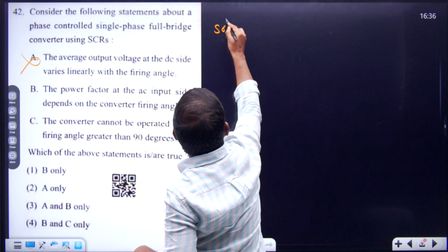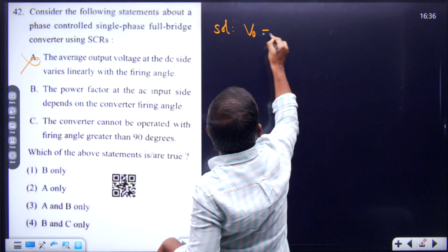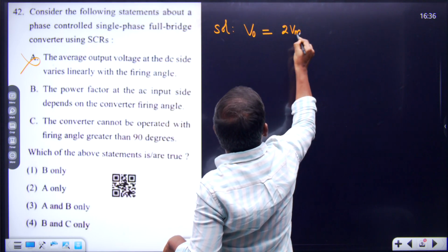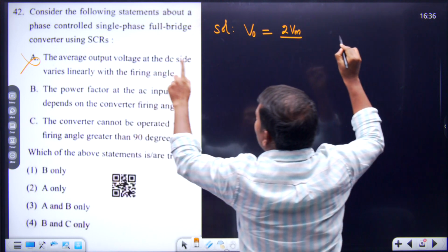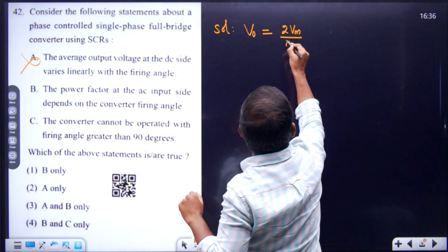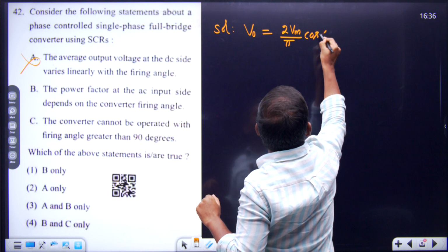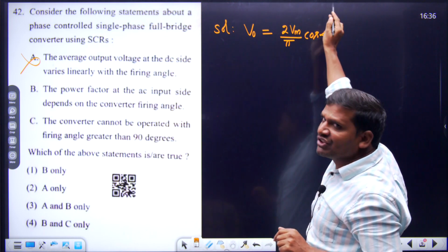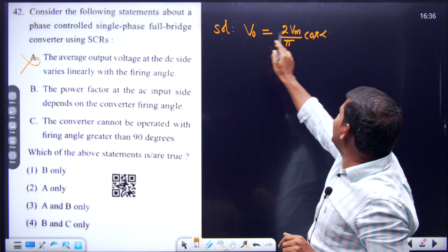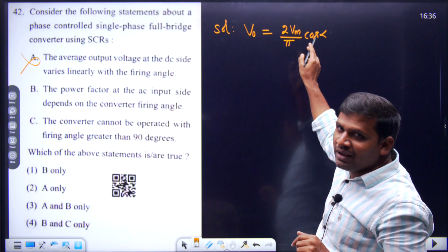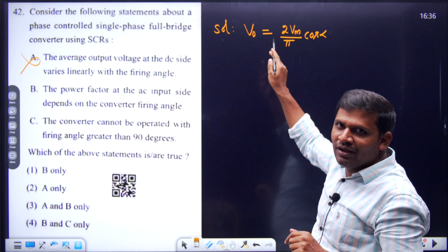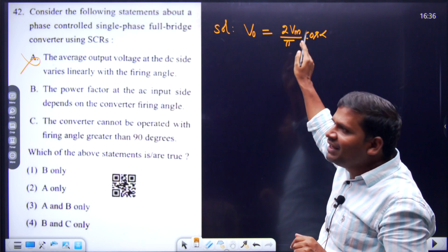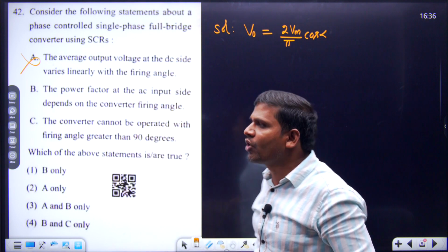Students, we know that V0 equals 2Vm by pi cos alpha for a single phase full bridge converter. It cannot vary linearly because it is a trigonometric function. The average output voltage is proportional to cos alpha, not directly proportional to alpha. It is a trigonometric function, that's why it is not linear. So the first statement is wrong.